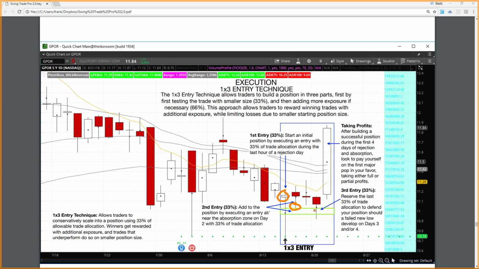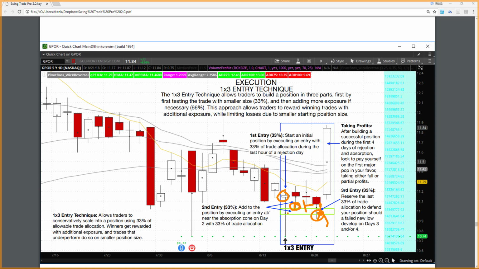Now, the next third can come usually for me upon a failed new low. So if price pushes through the absorption day low, that's when I'll likely add that last third. And so here it is right here. Price pushes down below the midpoint, but by the end of the day had already pushed back above, closed back above the prior session's lows, 2-day lows, and back above the absorption zone.